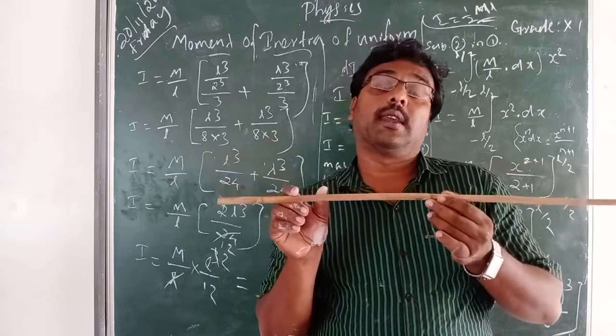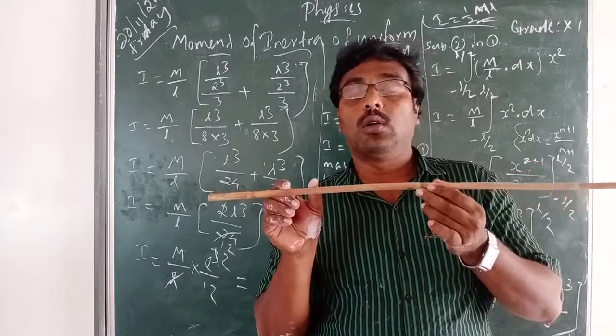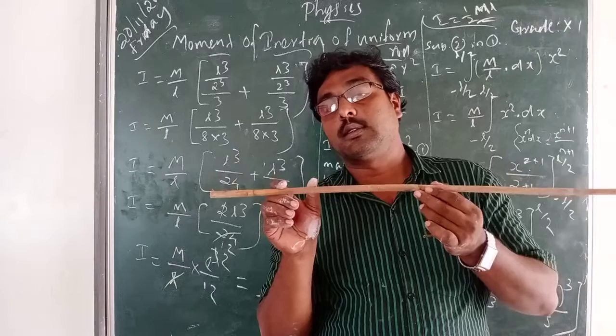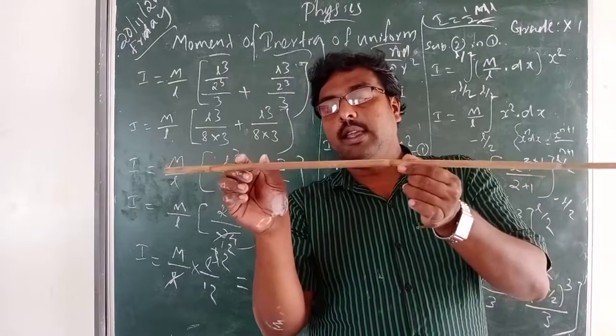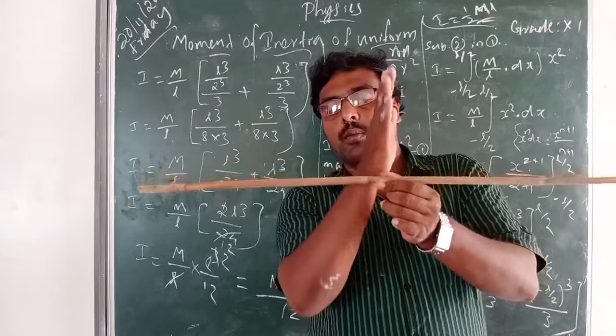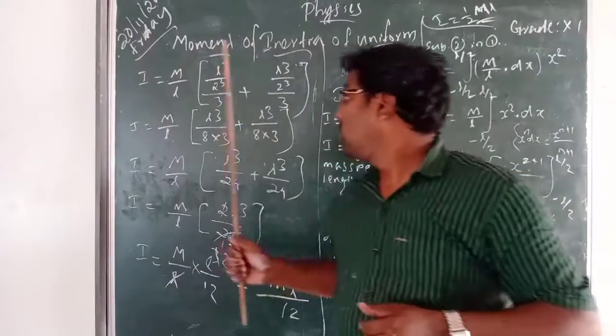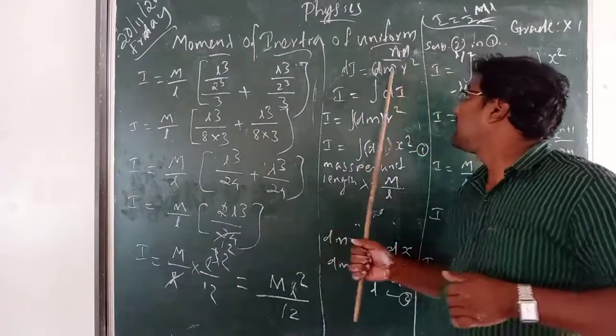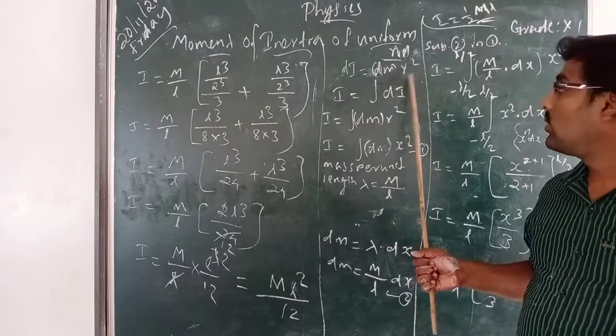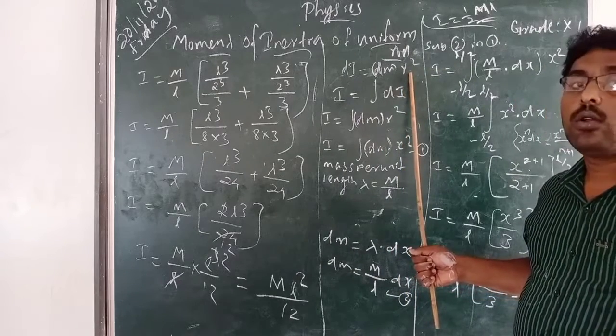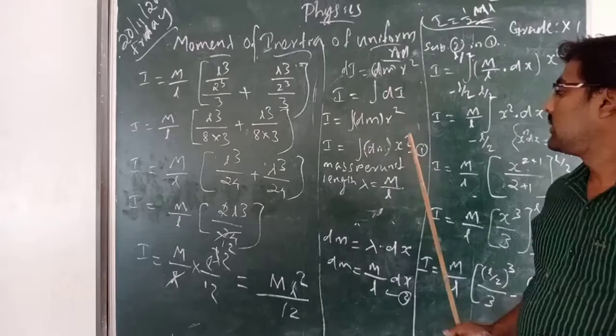That is what we are saying, mass per unit length. And this dm is kept at a distance x from the origin. So this R is equal to what? R is equal to x square.